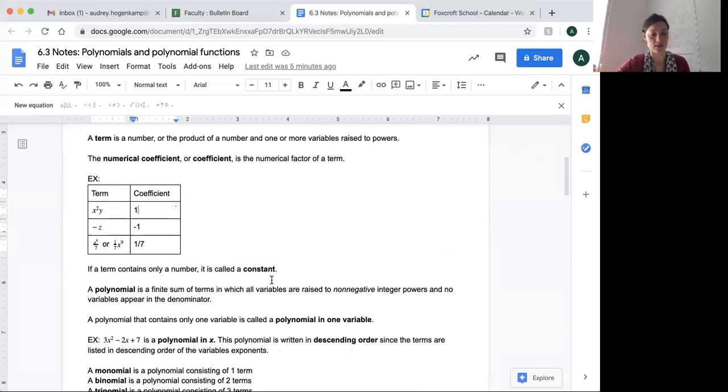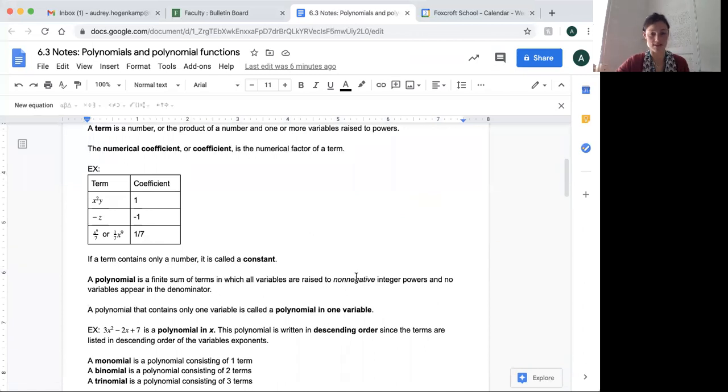If a term only contains a number, it's called a constant. So like 8. That's a term that only has a number, and that would be a constant. If we had 8x cubed, then our coefficient is 8. So a polynomial is a finite sum of terms in which all variables are raised to non-negative integer powers and no variables appear in the denominator.